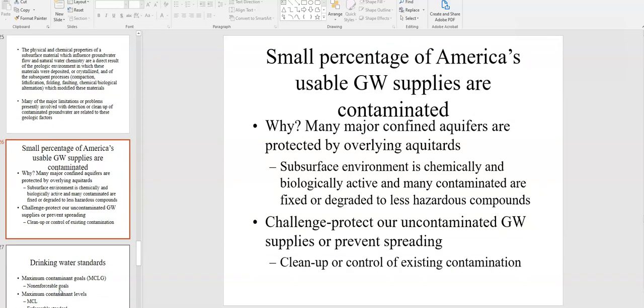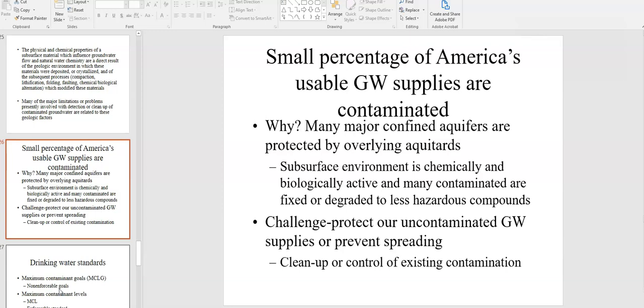So a small percentage of America's usable groundwater supplies are contaminated. Groundwater is one of our biggest resources, and 25% in the United States use groundwater. A lot of places use surface water in the United States. Around the world, it's much higher, but in the United States, it's about 25%. Usually where groundwater is contaminated, there were reasons for chemical activity.